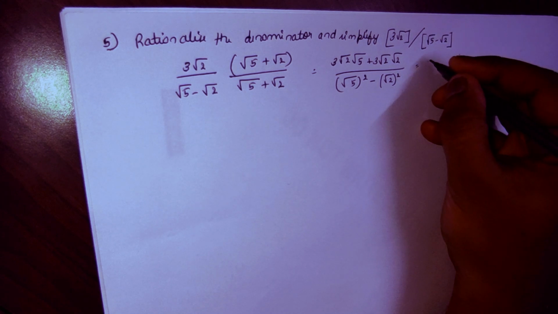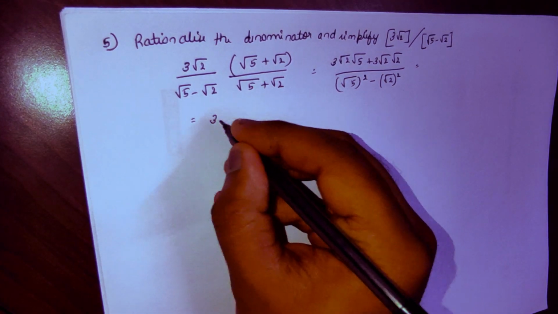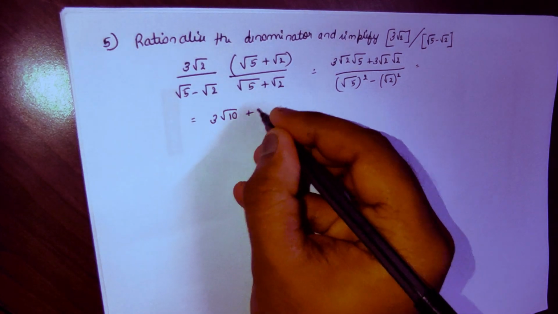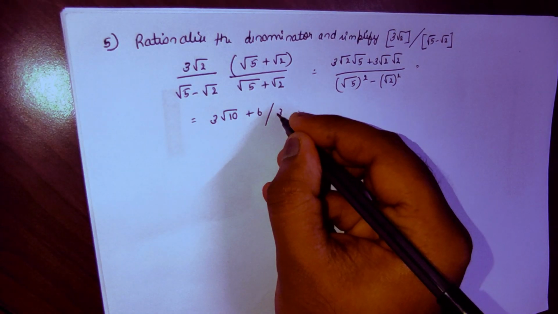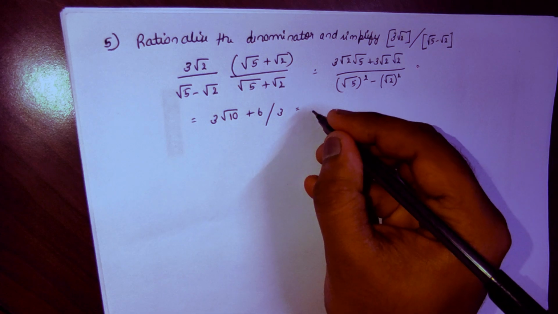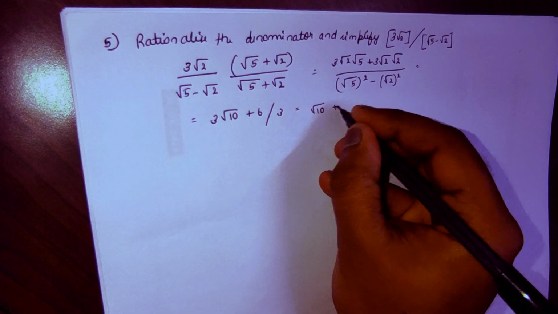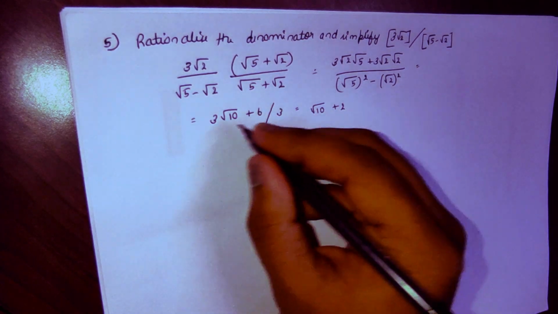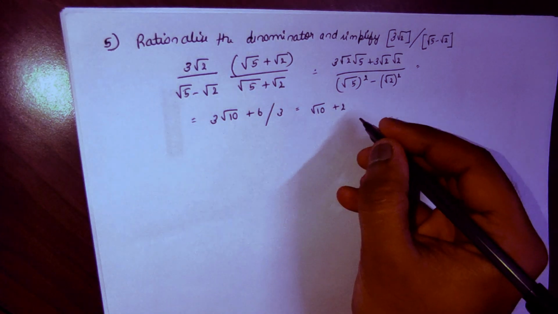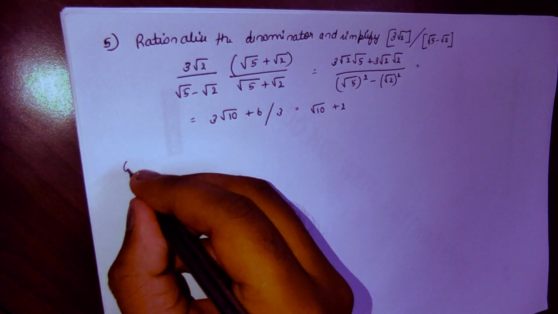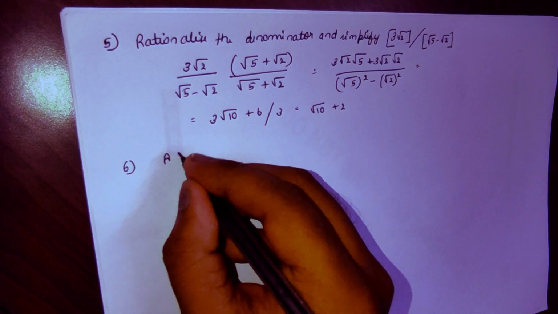We will get (3 root 10 plus 6) divided by 3. The final answer is root 10 plus 2, by cancelling 3 and dividing 6 by 3. We will go into the sixth question.